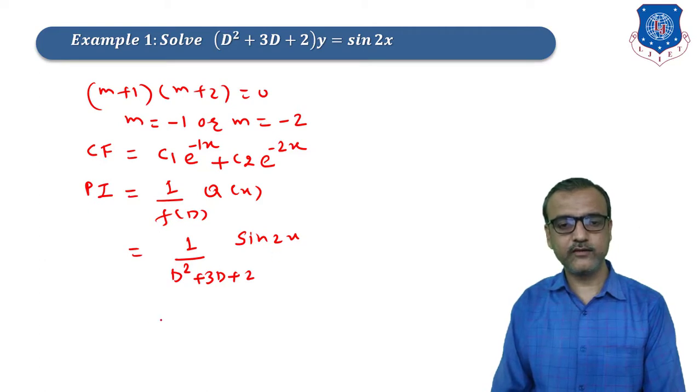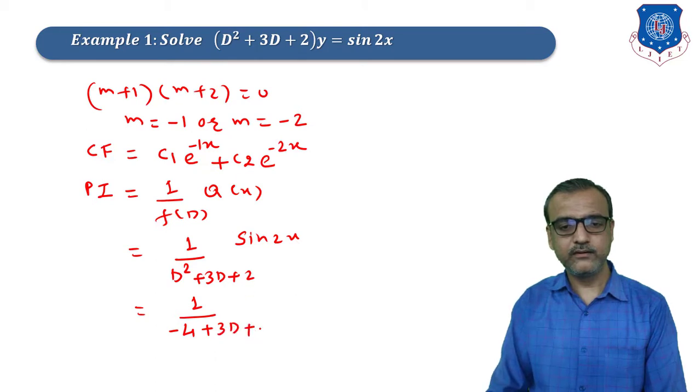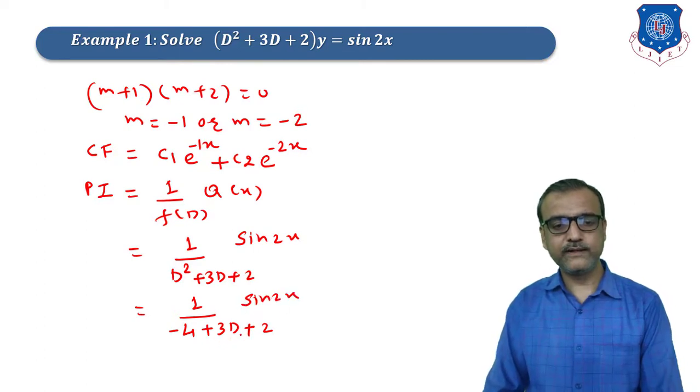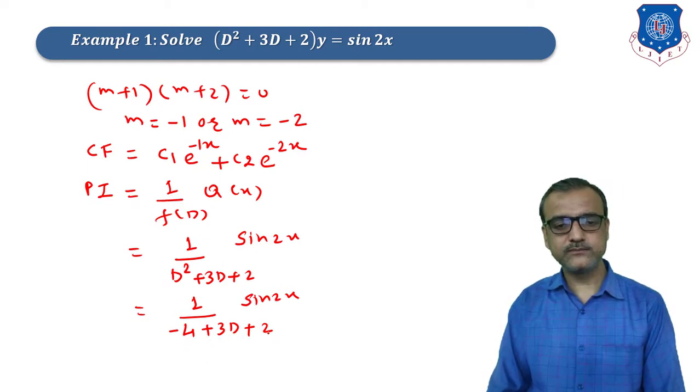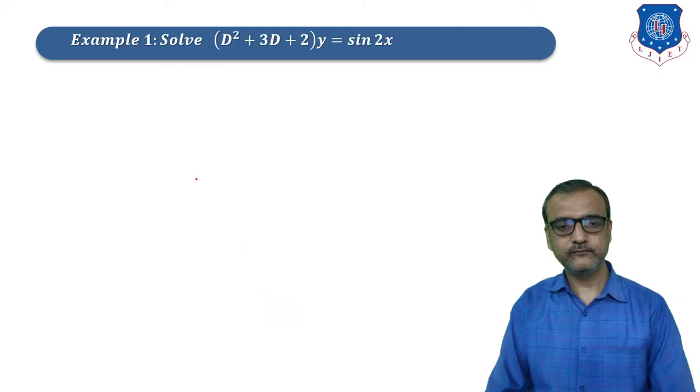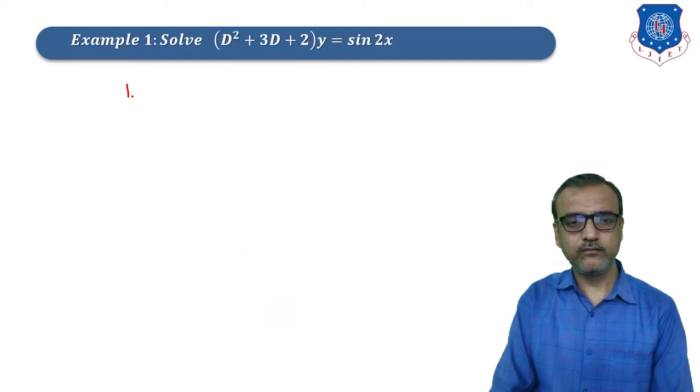So this is equal to 1 upon, replacing D square by minus 4, plus 3D will be as it is, then plus 2 will be as it is. And now this sine 2x will be as it is. Now we will simplify this denominator, that is minus 4 plus 2, that is minus 2. So we have 1 upon 3D minus 2, and sine 2x will be as it is.